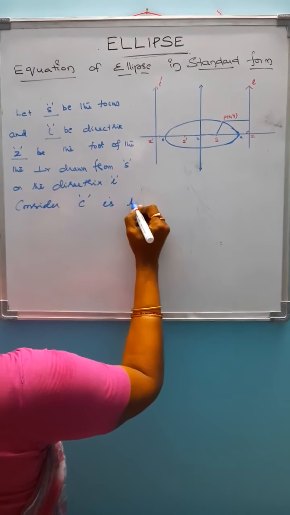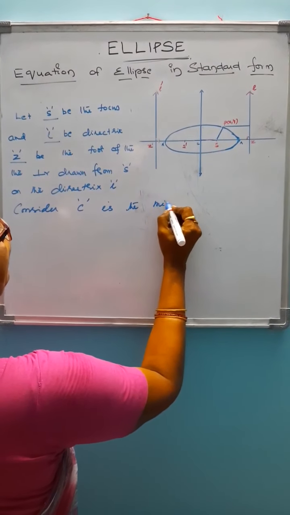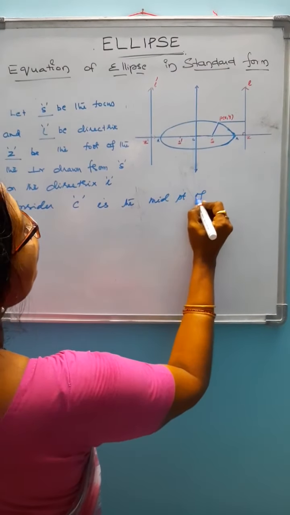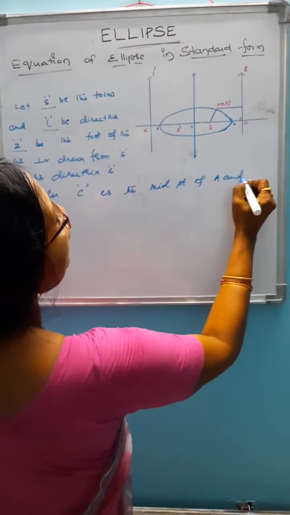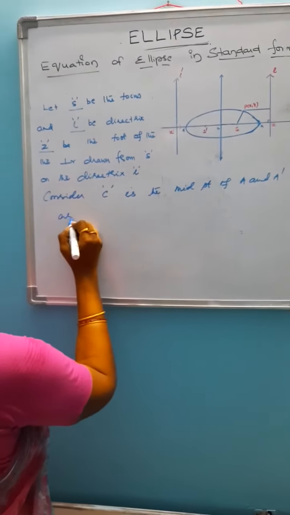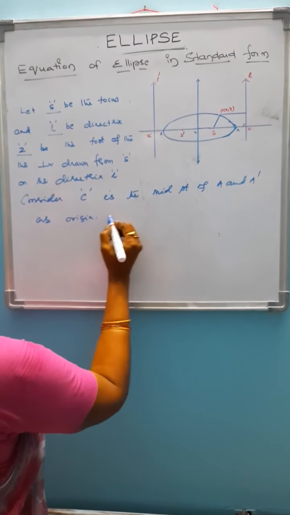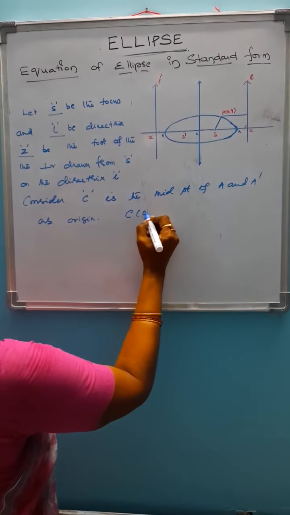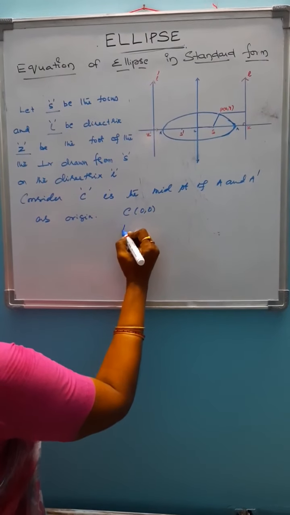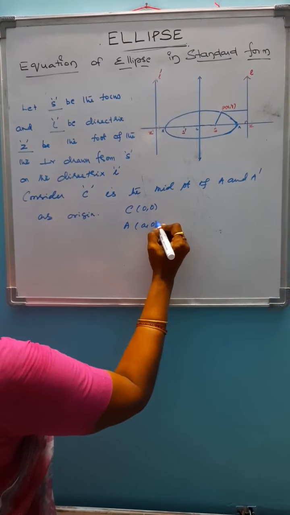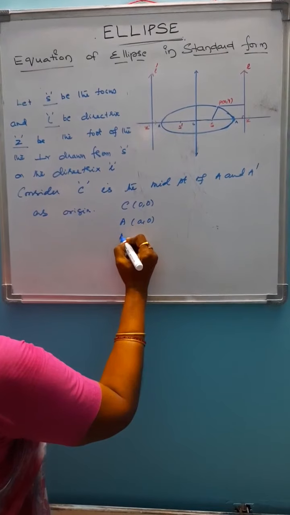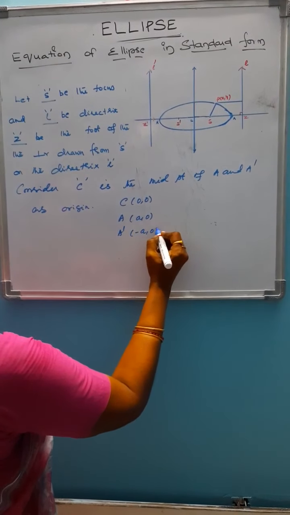Let us take the midpoint of A and A dash as the origin. That is, the coordinates of C are (0, 0), the coordinates of A are (a, 0) and the coordinates of A dash are (-a, 0).